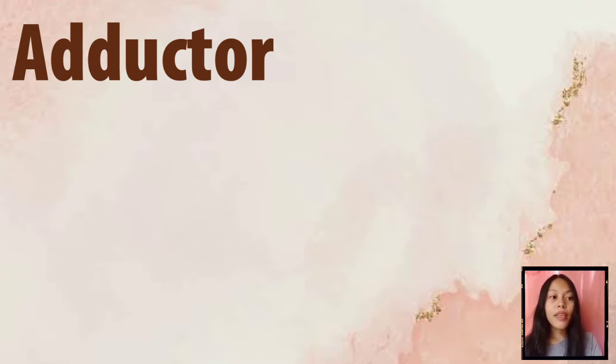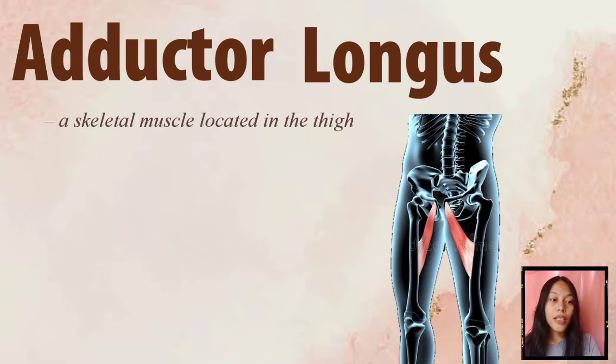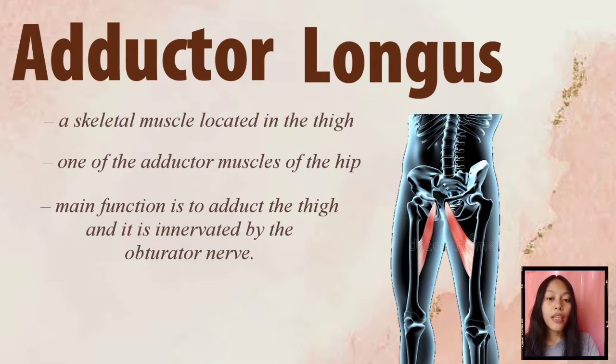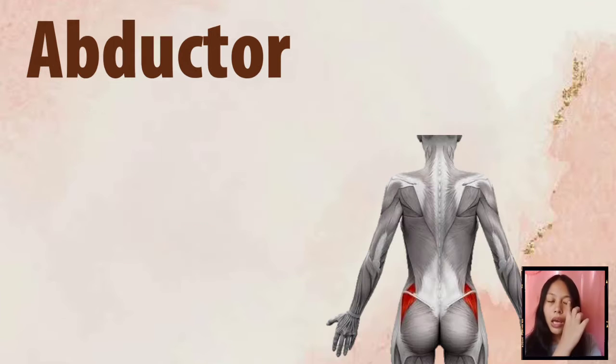In the human body, the adductor longus is a skeletal muscle located in the thigh, one of the adductor muscles of the hip, and its main function is to adduct the thigh, and it is innervated by the obturator nerve.